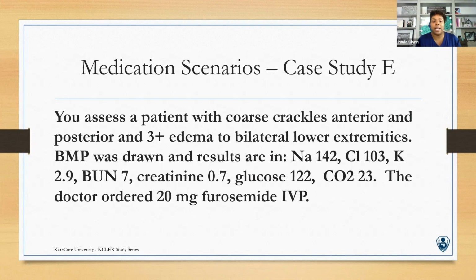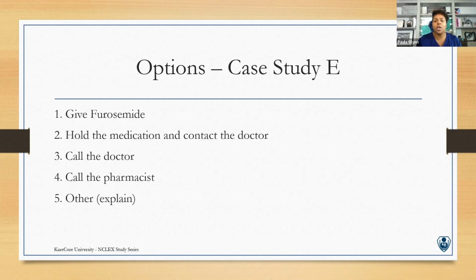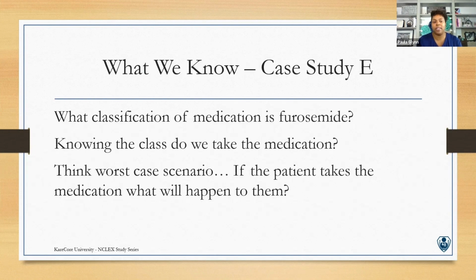Their BMP, basic metabolic panel, was drawn, and the results are: the sodium is 142, chloride is 103, potassium is 2.9, their BUN is 7, and the creatinine is 0.7. Glucose is 122, their CO2 is 23, and the doctor orders 20 milligrams of furosemide IV push. What are our options? You could give the furosemide, hold the medication and contact the doctor, call the doctor, or call the pharmacist. So what are some things that you need to consider here?